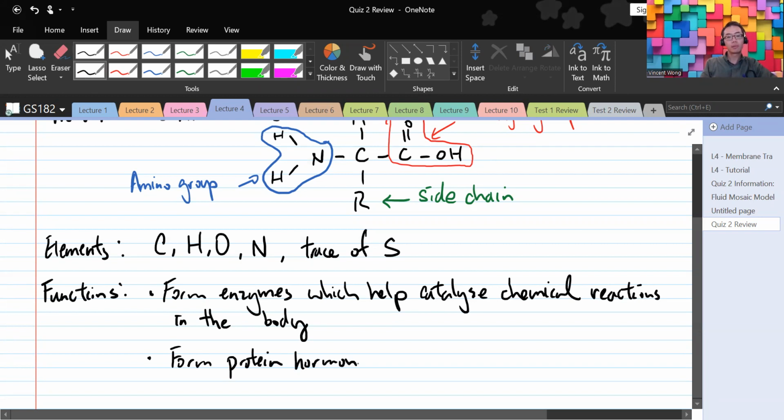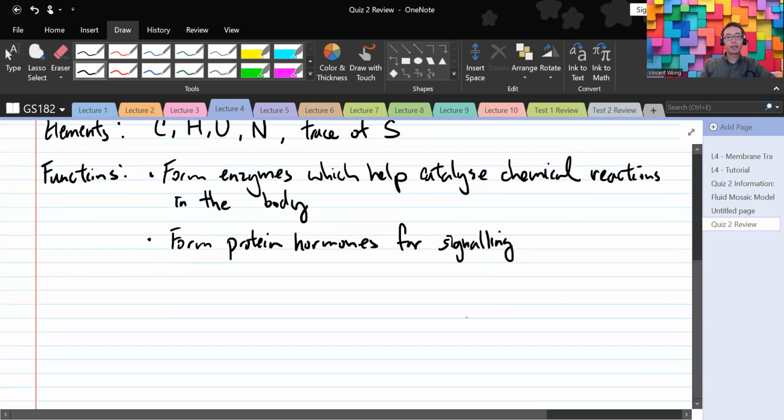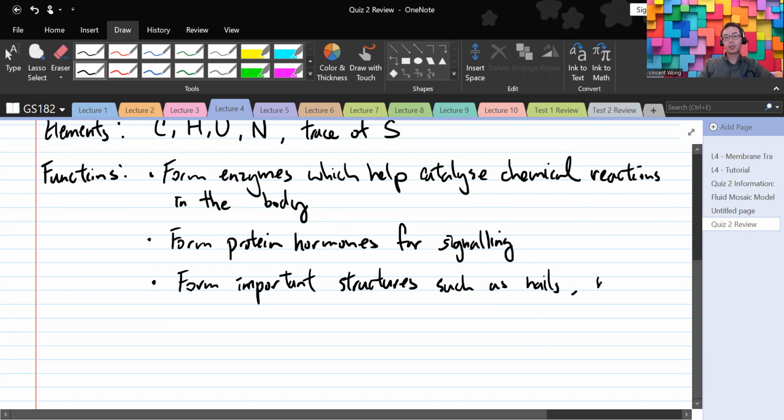They can form protein hormones, right, for signaling. We learned about signaling in class today. And so protein hormones are made up of protein. There are of course lipid hormones as well, but that's a different story. And we have another function. Okay, proteins, they form important structures, such as nails, right? Muscle, right? Hair, so on and so forth. So that's the function of proteins.